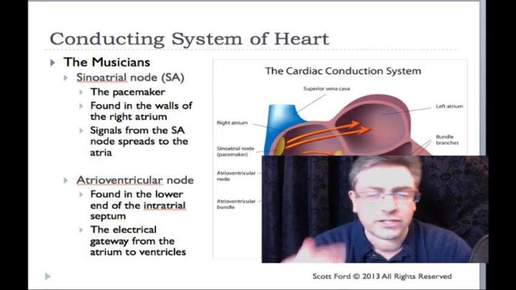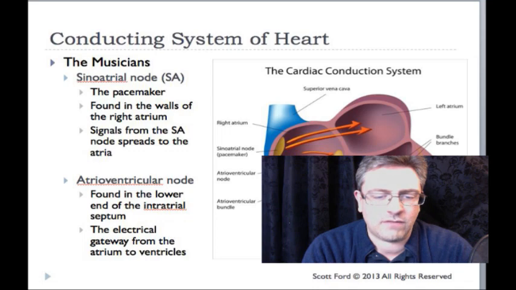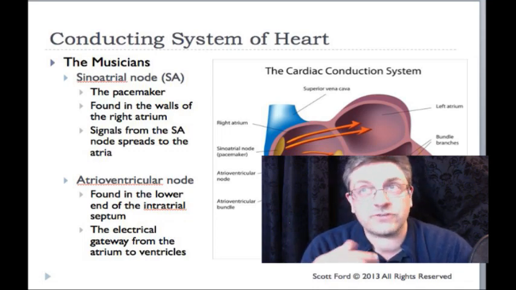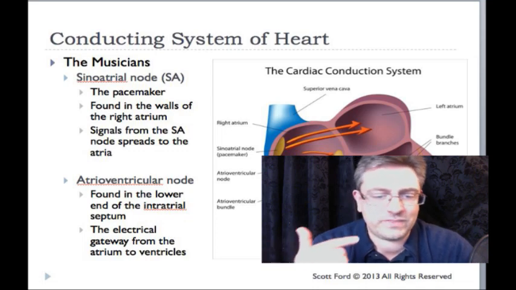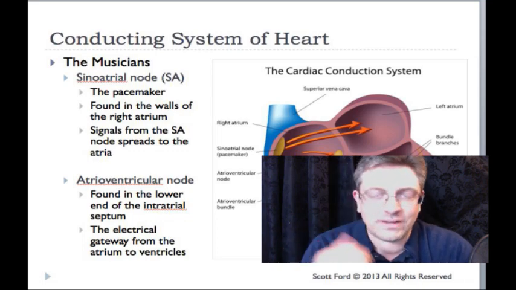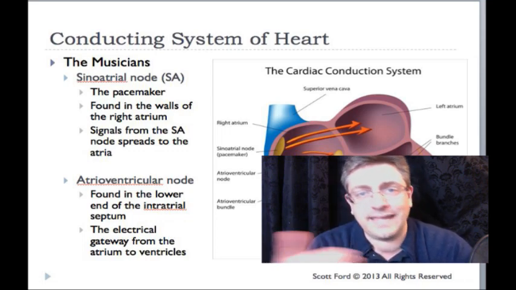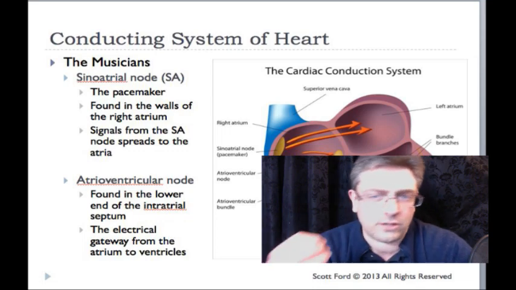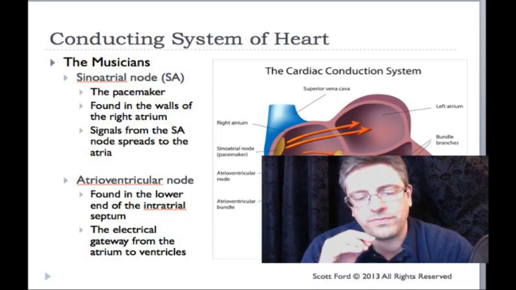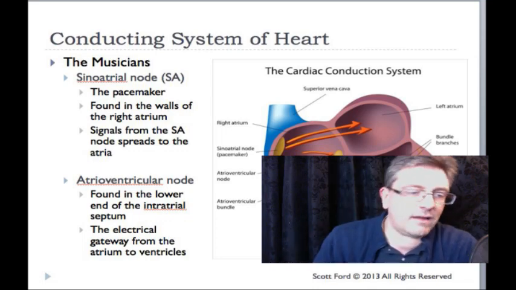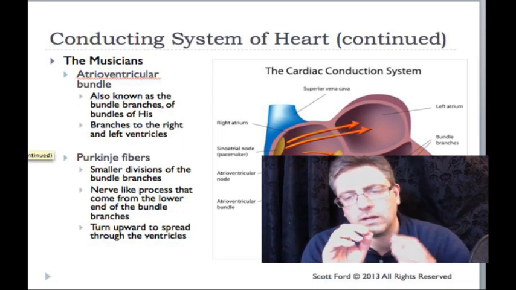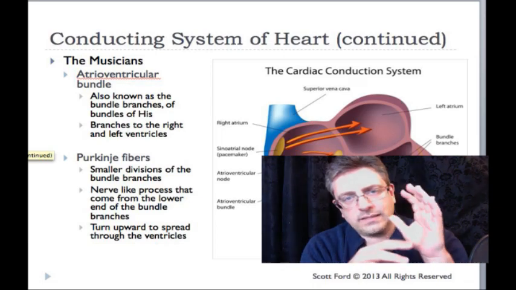The atrioventricular node is found in the lower end of the intraatrial septum. So if the ventricular septum was between the ventricles, the intraatrial, talk about a mouthful, intraatrial septum is found between the atriums. So the atrioventricular node is found in the lower end of that septum, the electrical gateway from the atrium to the ventricles. And there is a delay there. Okay? We want there to be a delay. What occurs is the atriums are going to get the signal first.